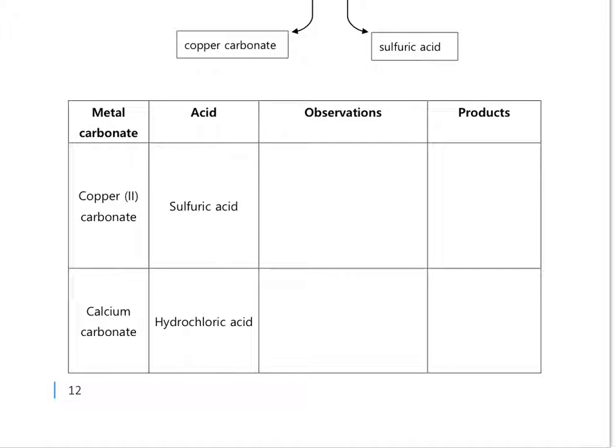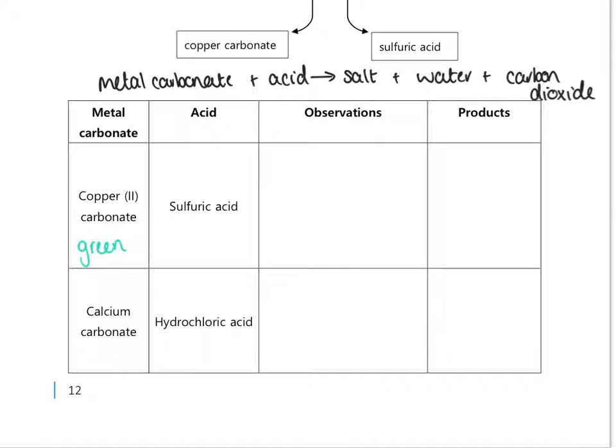Let's have a look at some examples, and I will show you the reaction of these in school next week. First one we have is copper carbonate plus sulfuric acid. And just to let you know, copper carbonate is a green powder. It's a sort of turquoisey green, but it's just called green. And we'll see that next week. What we see with this reaction, and again you have to think of your general equation, is that we're going to produce a salt, water and carbon dioxide. And it's this carbon dioxide that I want to think of.